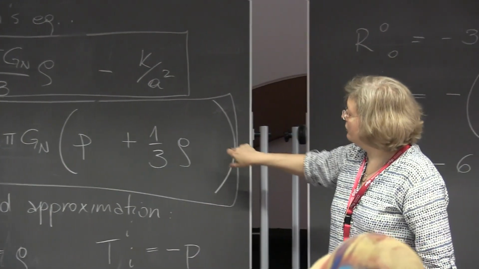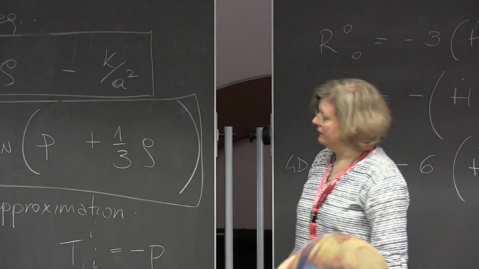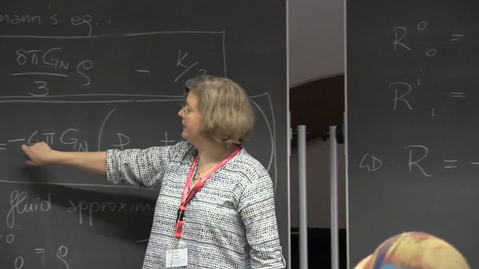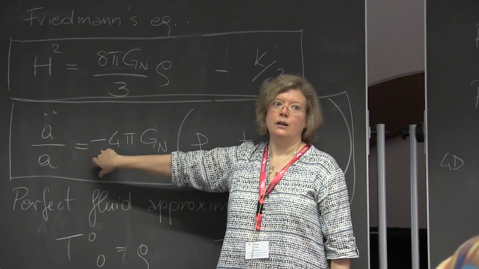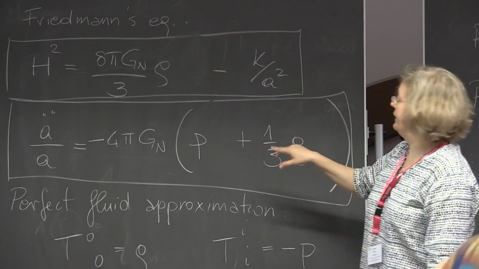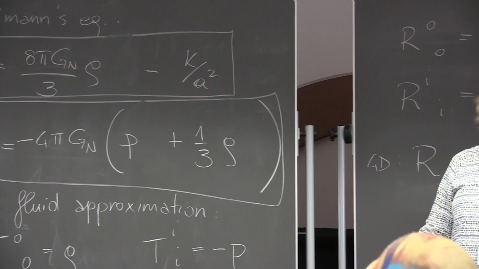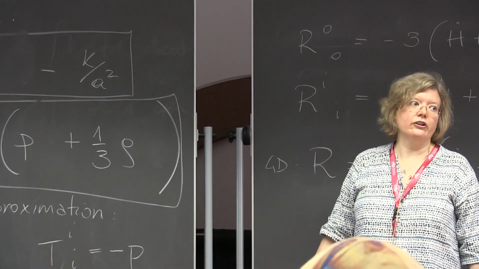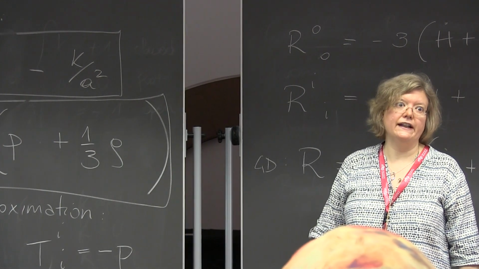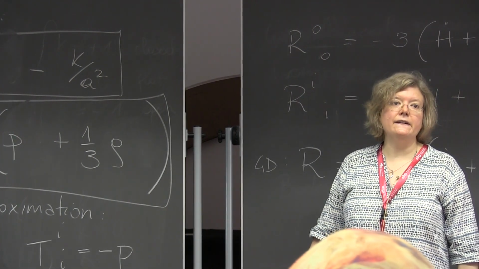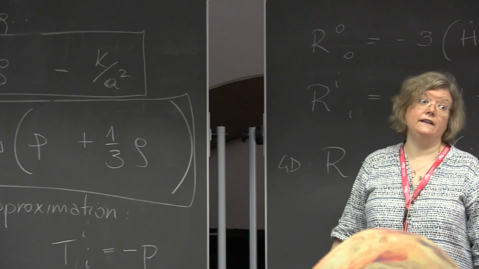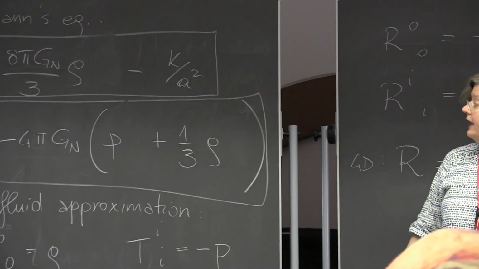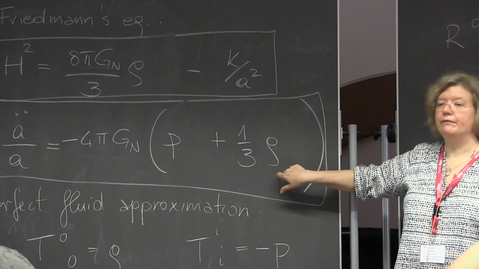And the second equation tells me also another thing. The important thing is I have always here a minus sign. So if I have a normal fluid, which has a positive pressure and positive density, this means that the acceleration of the expansion of the universe is always negative. This means the universe is always decelerating for every normal type of fluid.